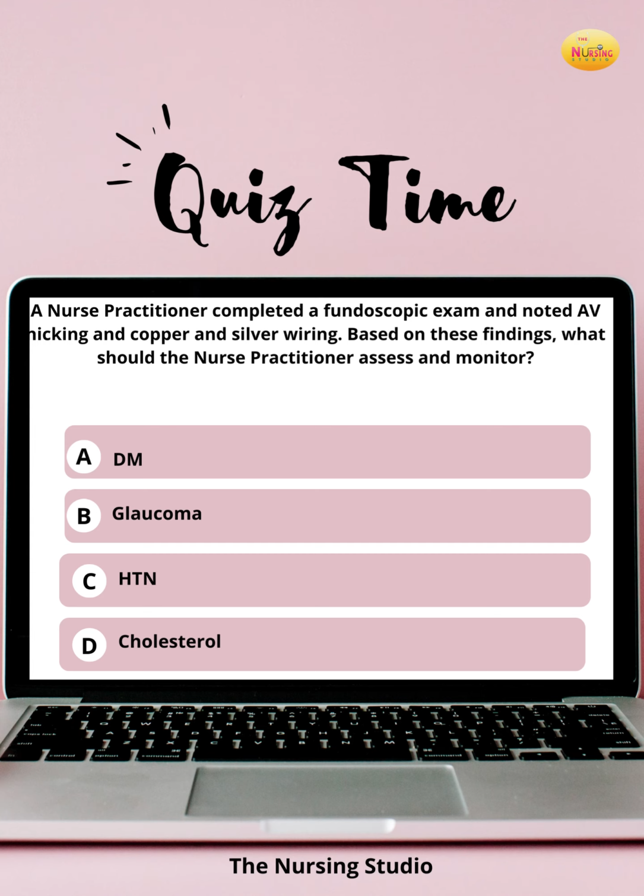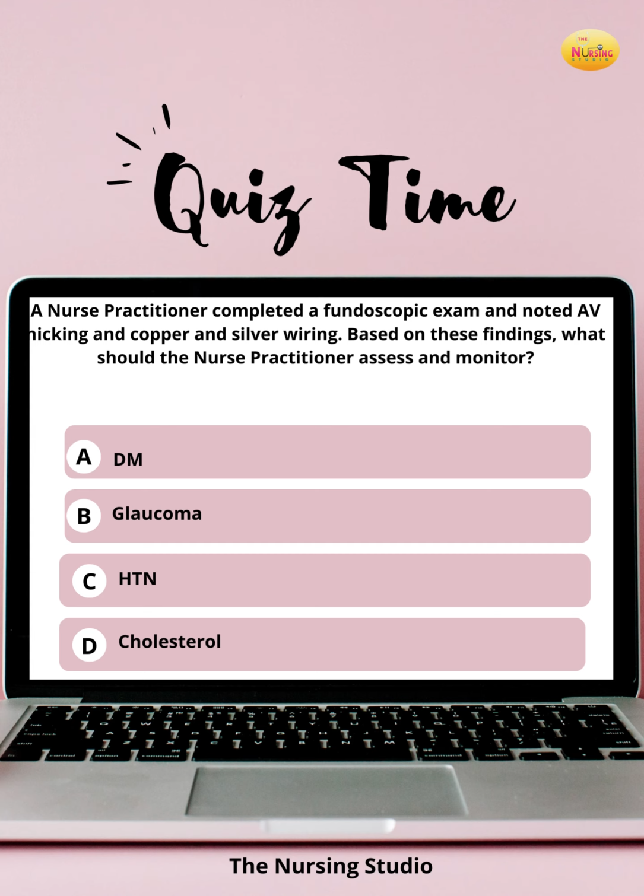Is it diabetes? Now we know diabetes can cause different vision disturbances, alterations, but is that the best answer? We can hold in and see. B, glaucoma. No, glaucoma doesn't typically present that way. Doesn't cause AV nicking nor copper and silver wiring. C, hypertension. Yes, ma'am. Hypertension we know is a common cause for the AV nicking as well as the copper and silver wiring. I do have a video on these topics if you need to go back and refresh your memory on those. But for this one, the best answer is C, hypertension.